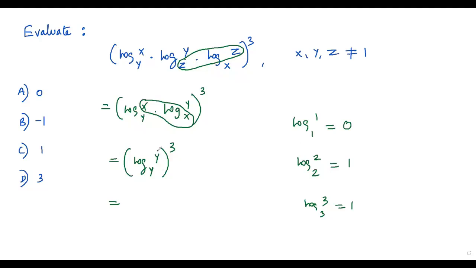But here I'm pretty sure y is not 1, because the question says y is not equal to 1. So y is a value other than 1. So the value of this logarithm is 1, because the base and the argument are the same. And already we have exponent 3, so 1 to the third power is just 1. The correct answer choice for this question is option C.